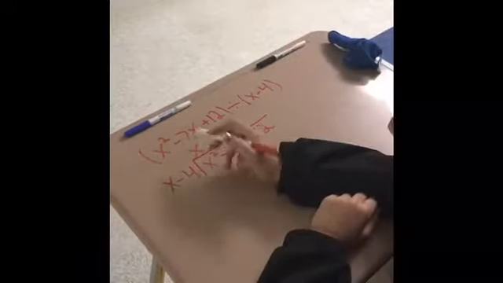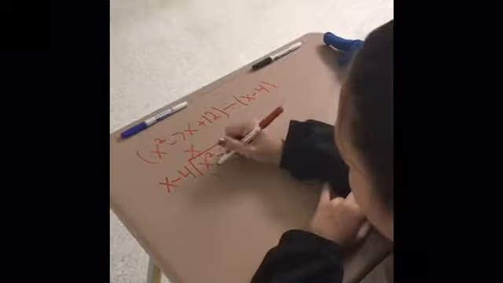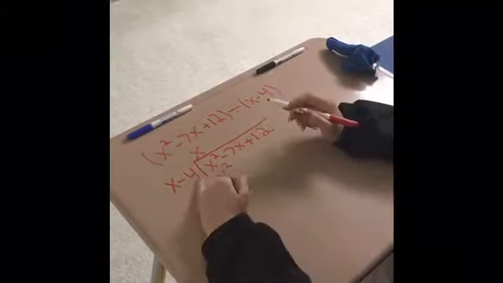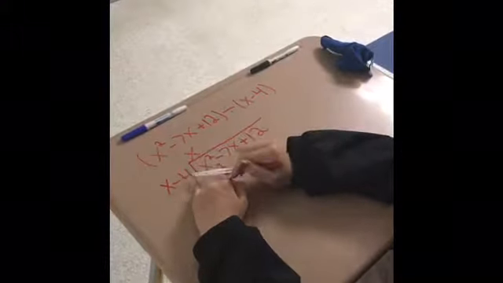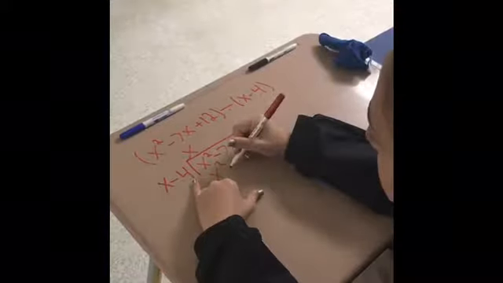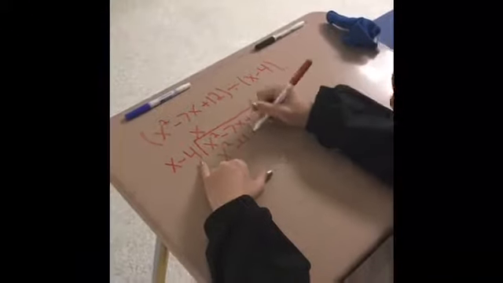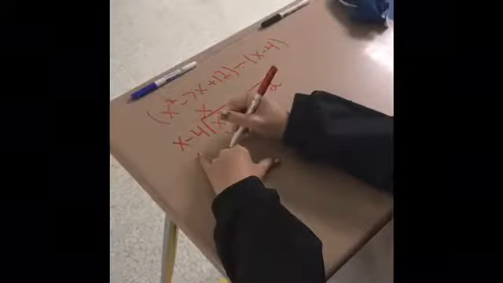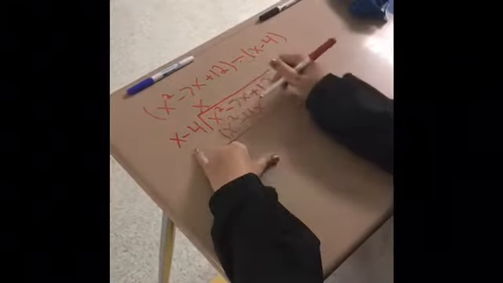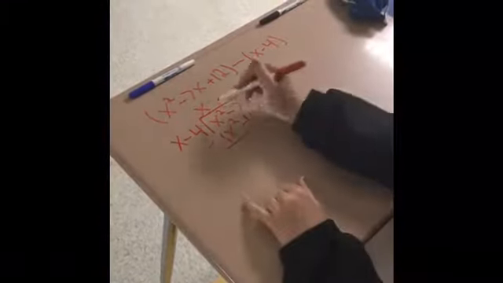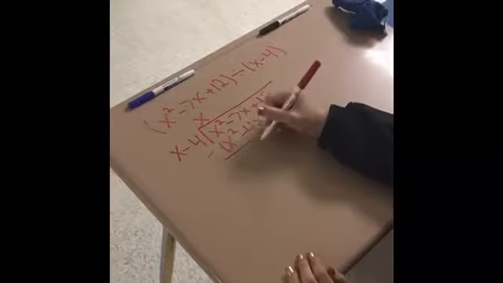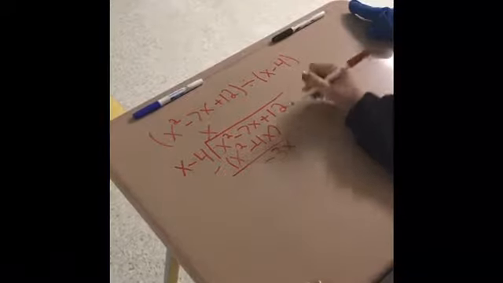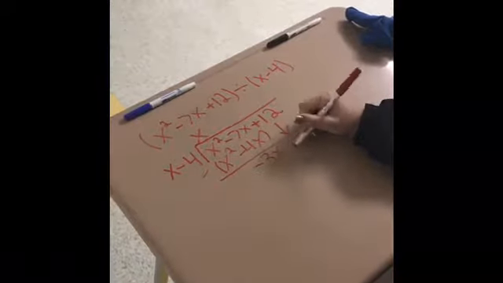And then when you multiply these out, you're going to get x squared. Then you have to take this term into account and times it by x. So negative 4 times x gives you negative 4x. So then you're going to subtract these. And these are the same, so they're going to cancel out. And that's going to give you negative 3x. And you're going to bring down the 12.